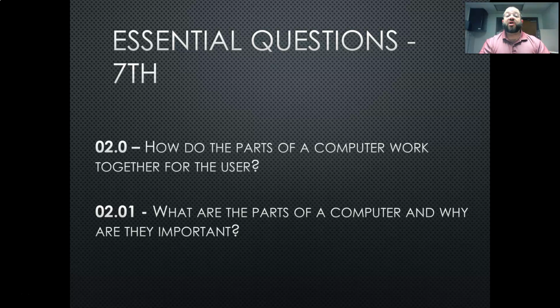Now, we're also going to look at what the parts of a computer are and why they are important. That makes sense, right? Why is it important to know the difference between a system unit and a monitor or a network interface card, and a sound card? Why do we have to know the difference? Why is it that you have a USB, but the USB goes into a port?